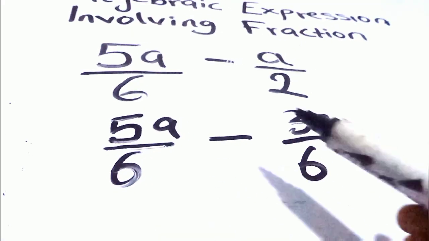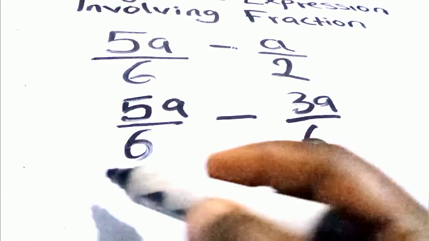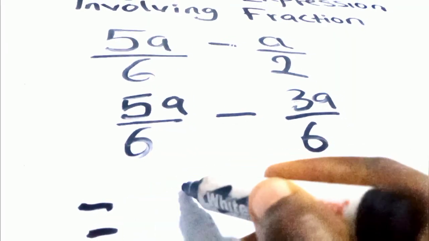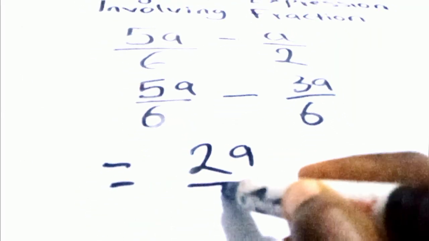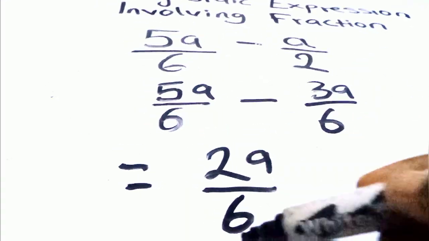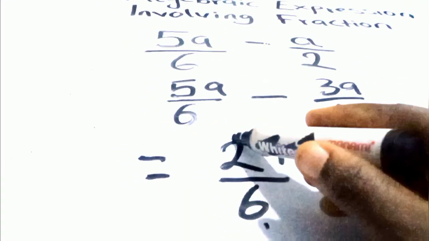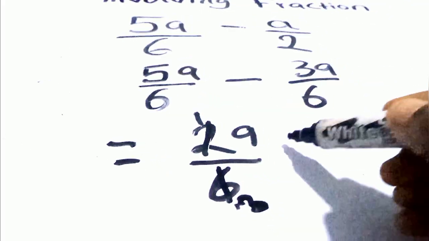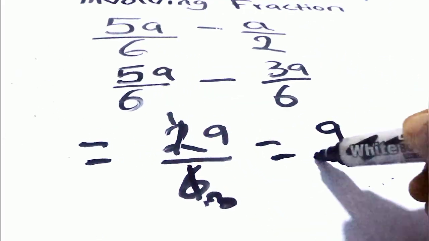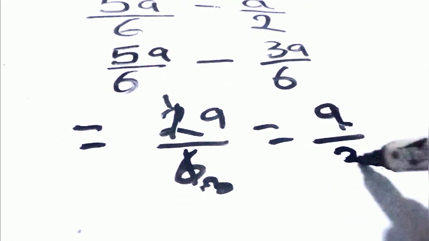Since the denominators are the same, what do you do? You subtract the numerators. 5a minus 3a will give me what? It will give me 2a all over 6. 2a all over 6. But when you look up and down, you can see that 2 and 6 can be divided further. 2 into itself, 1. 2 into 6, 3. So our final answer will be a over 3.